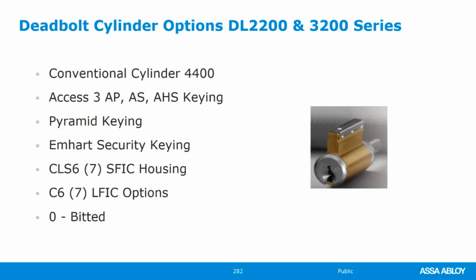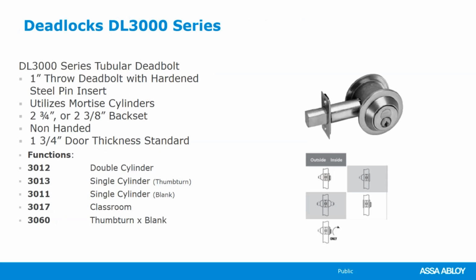Corbin Russwin also has another product that is kind of unique. It is a true tubular type deadbolt. That's our DL3000 series. And the difference between this and the other series is this utilizes a mortise cylinder on both sides. Whereas the other product features a component cylinder with a housing around it. This, the entire cylinder, becomes part of the housing.